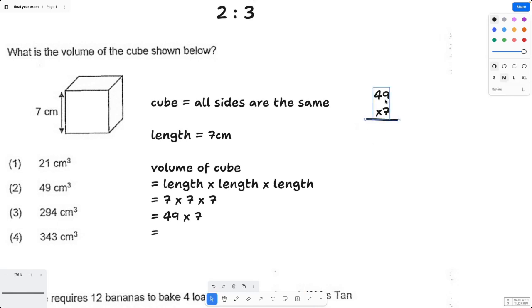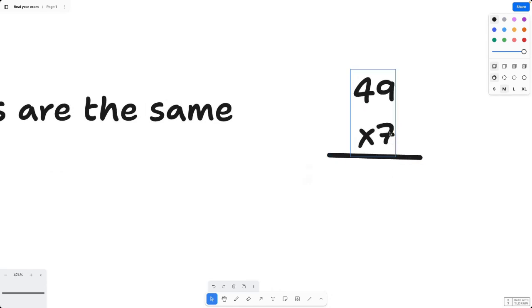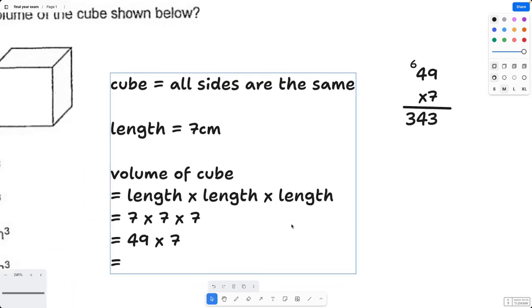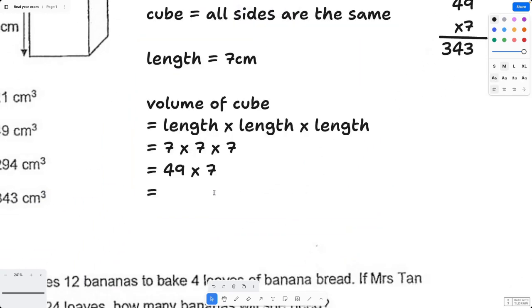So 9 times 7, let's zoom this in. 9 times 7 will give us 63. So 3, and then we'll put the 6 at the top. That's what you see over here. So 4 times 7 is 28 plus 6. This will give us 34. Right, 343. And the answer to this is 343 centimeter cube.